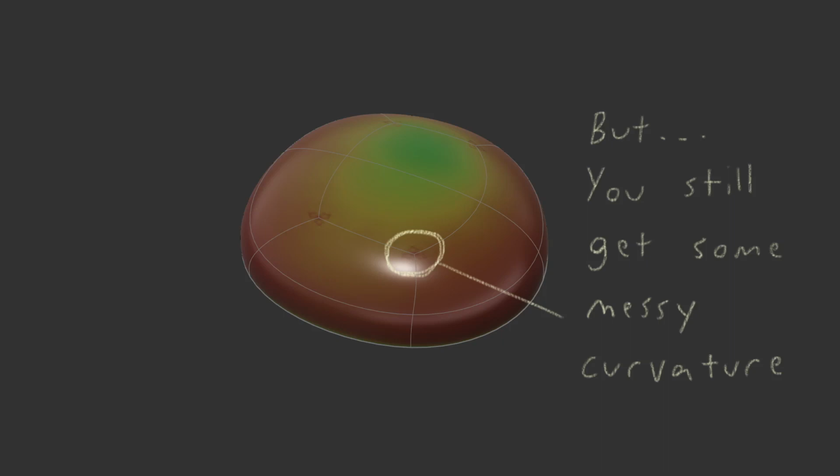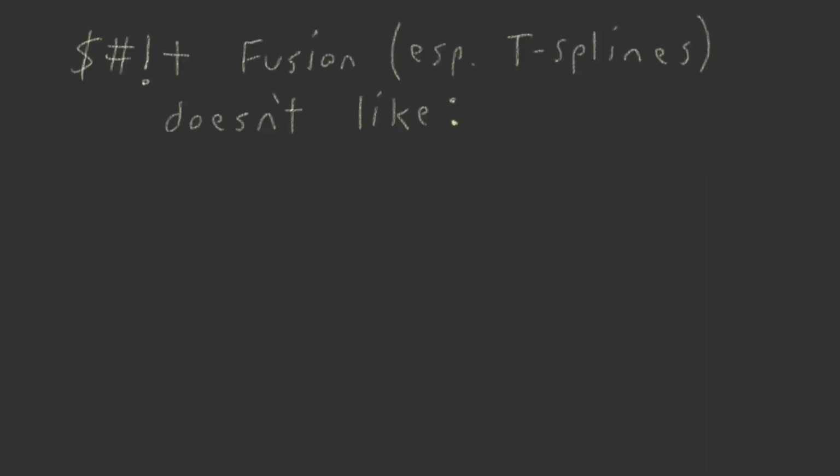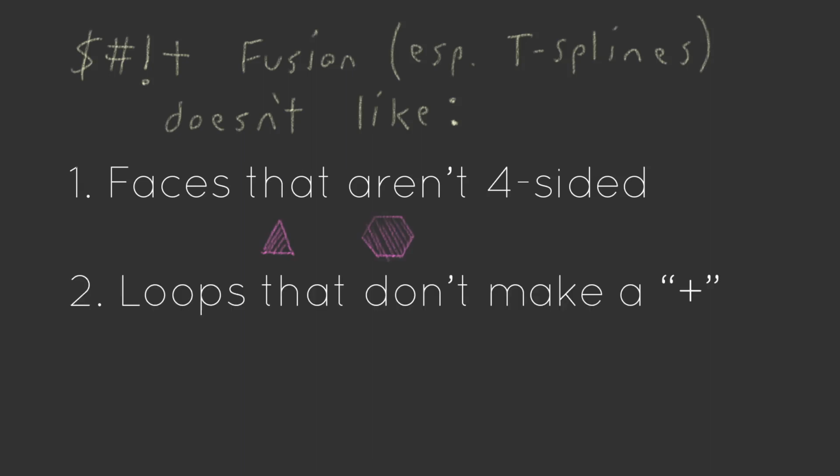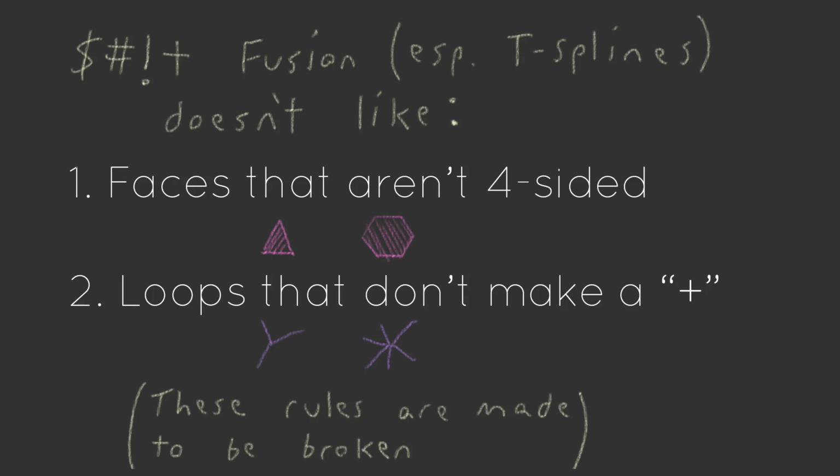Basically, Fusion doesn't like it when, one, there's a face that has anything other than four sides, and two, there's an intersection where a loop goes off in a different direction. Essentially, anything other than a plus. But sometimes these problems are unavoidable when you're trying to model something complex.